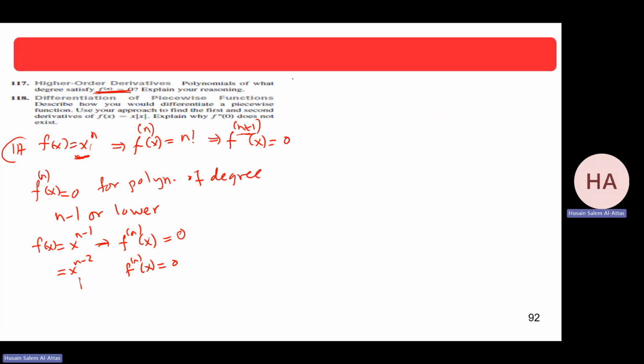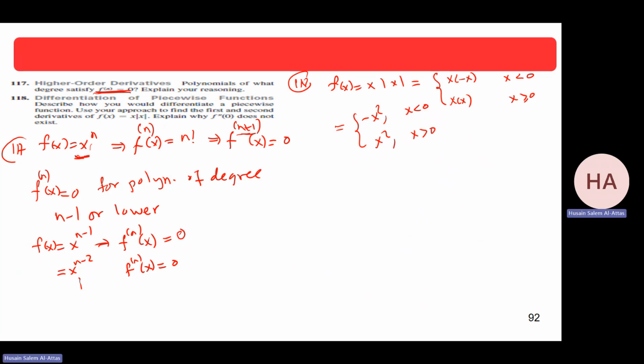Okay. 118. He's saying you have this function, which I can write as: minus x squared if x is less than 0, x squared if x is greater than 0. Let me make the equality here.